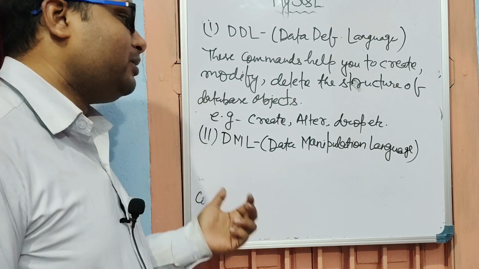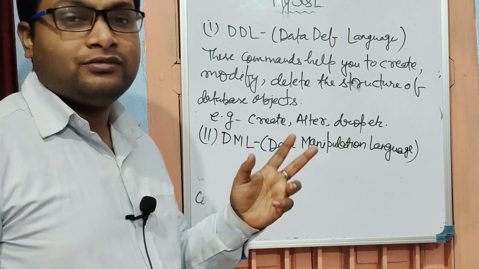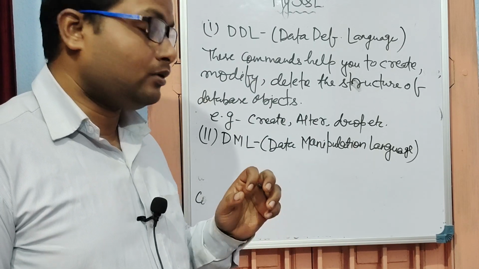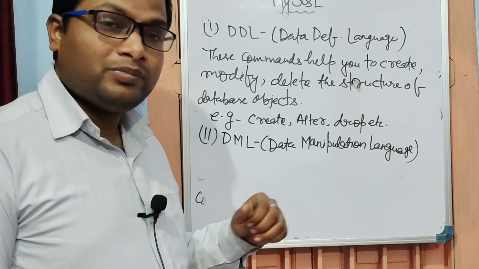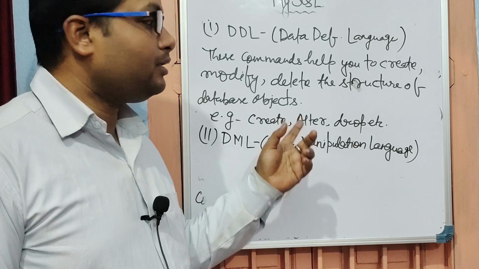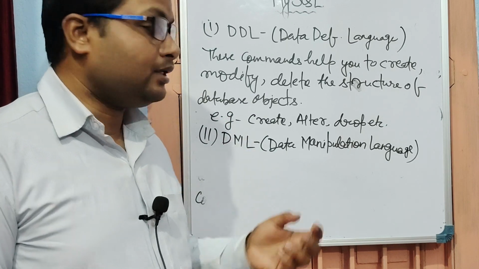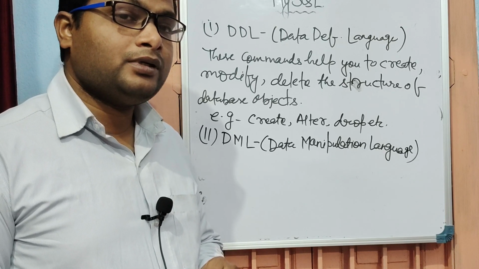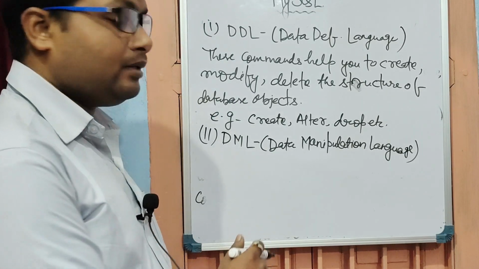So DML commands are the commands which help you to put data in a database. Not only put data in a database or tables, it also helps you to manipulate data in a table or in database objects. For example, if you want to update data in a table, you will use DML command. If you want to delete data in a table, you will use DML command. Okay, so write the definition of DML command.